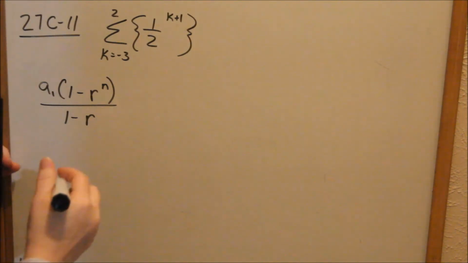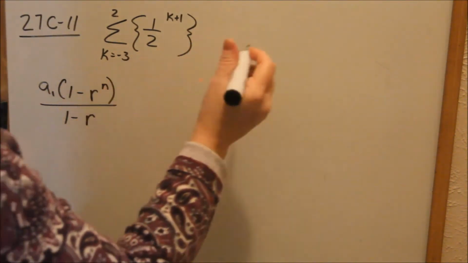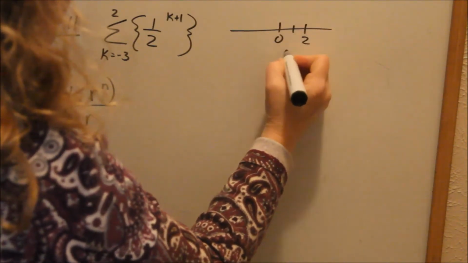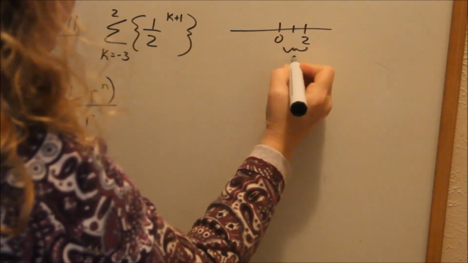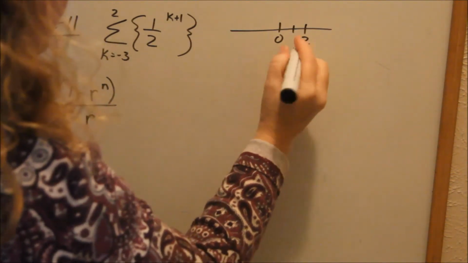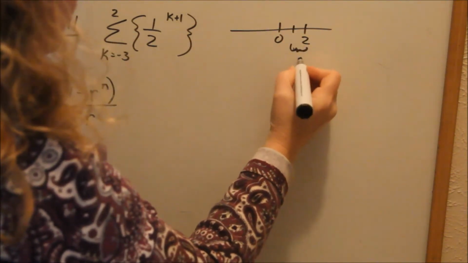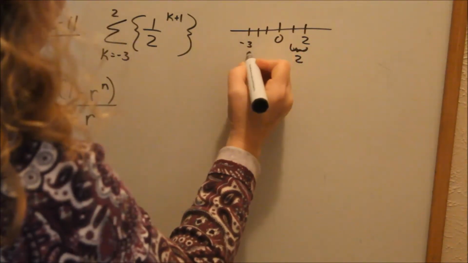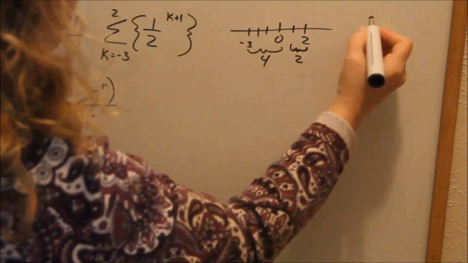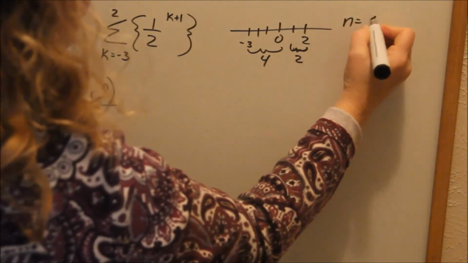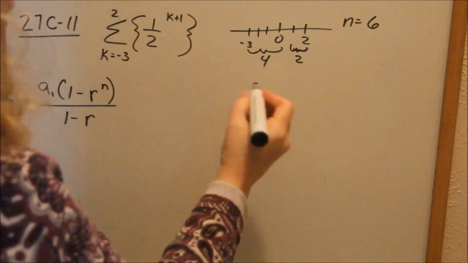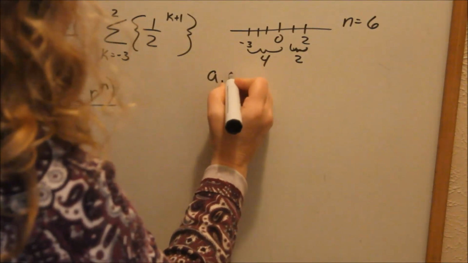Okay, number of terms. I'm going from -3 to 2. 0, 1, 2. From there to there is, I just want to go from 1 to 2. From 1 to 2 is 2. -3 is 4. So my n would equal 6. 6 terms. I can create 6 terms. I've got to find my first term, a sub 1.